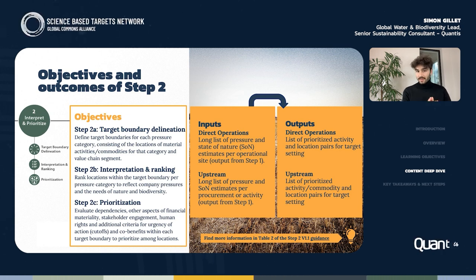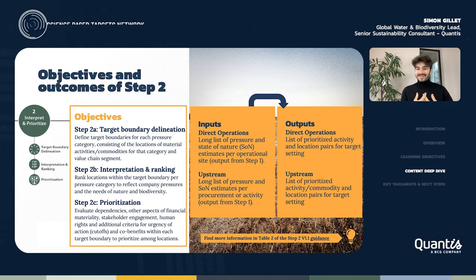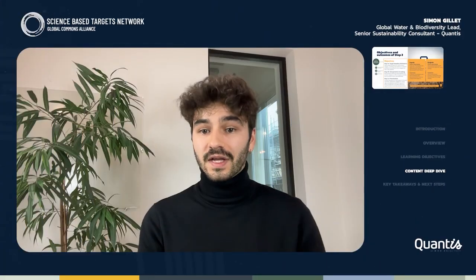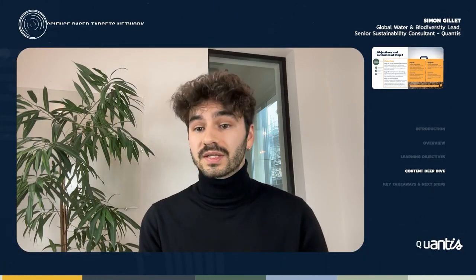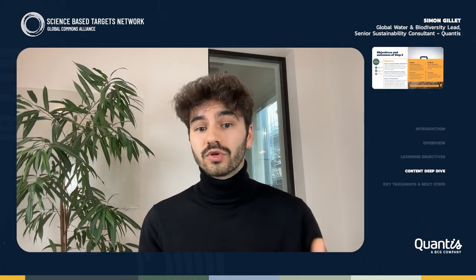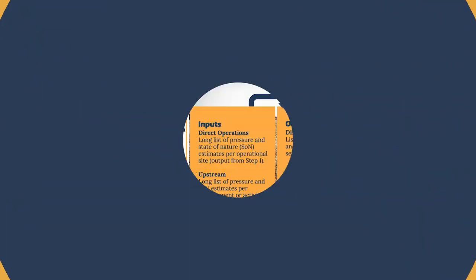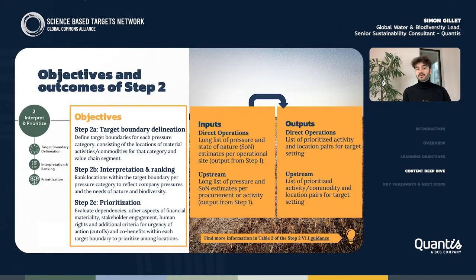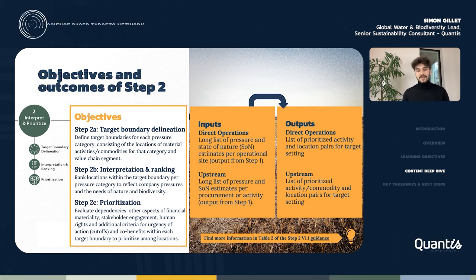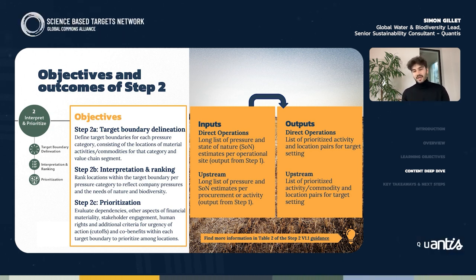The first step, which is step 2A, will be about determining and defining the target boundaries for 5 key pressure categories. So water use, water pollution, soil pollution, land use, and land use change. And these boundaries will cover both direct operations and upstream activities. Some activities in the upstream with limited traceability will be set aside for now.